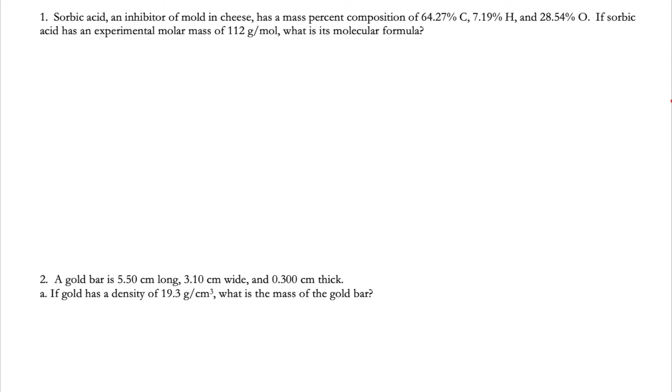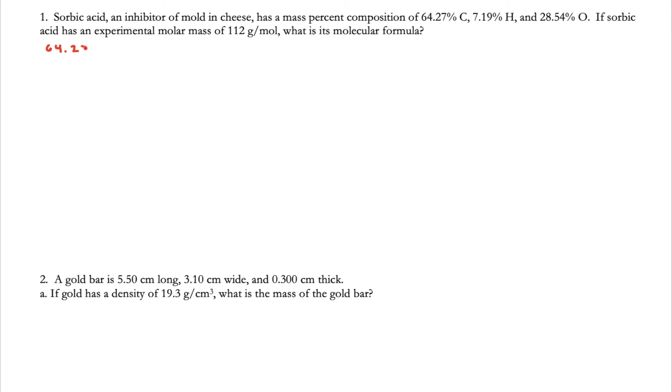All right, so I'm going to go through some more practice problems. The first one has us determining the empirical and the molecular formula. And notice it gives us the percent abundance of each of our elements. And so what we're going to assume is that we have 100 grams of each of our elements. And the significance of that is that now, instead of 64.27% carbon, I'm going to have 64.27 grams of carbon.